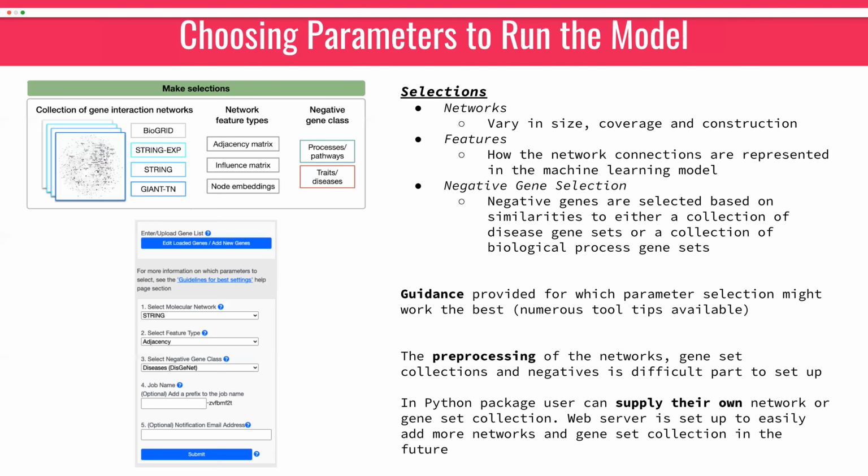The pre-processing of the network and the gene set collections, and the negatives, are a lot of what this web server brings to the table. It's very difficult to get all of this going in one step. The model is a line in scikit-learn, but the pre-processing and bringing all of this data together in one spot is, I think, the beauty of this web server and the Python package. And again, in the Python package, you can supply your own network and gene set collection.